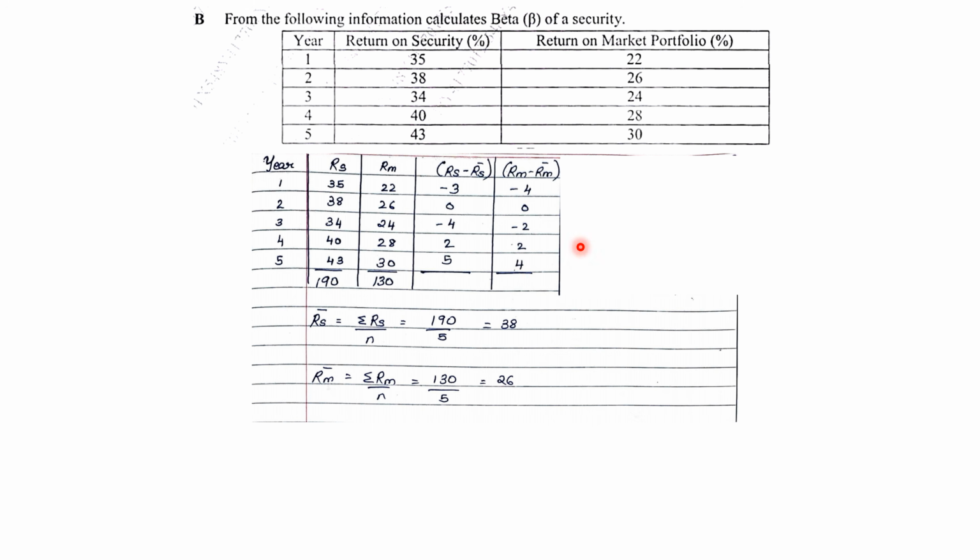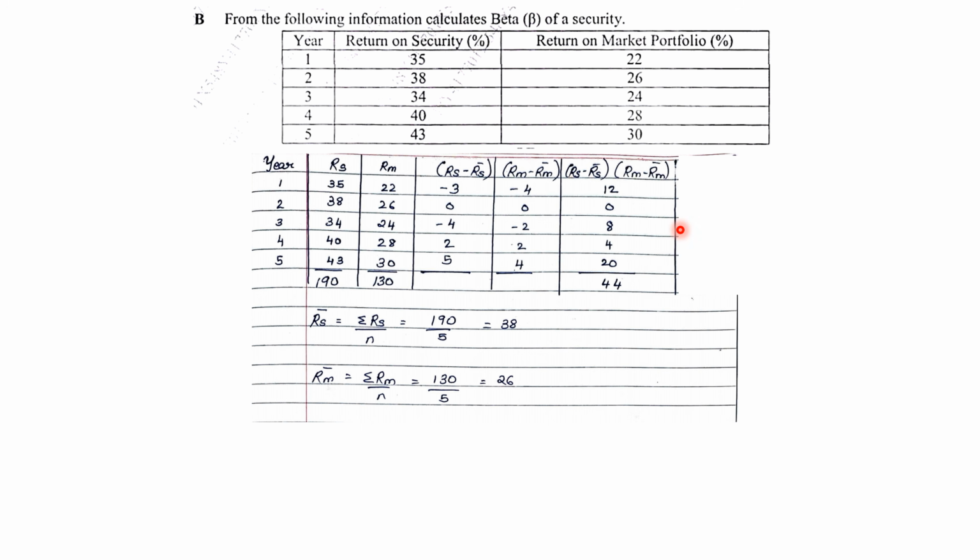The next column, once you have the RS and RM deviations, is RS minus RS bar into RM minus RM bar, meaning you have to multiply these two columns. So 3 4s are 12, 0 into 0, 0, 4 2s are 8, 2 2s are 4, 5 4s are 20. The total comes to 44. Remember, minus into minus is positive. Again, negative into negative is positive.